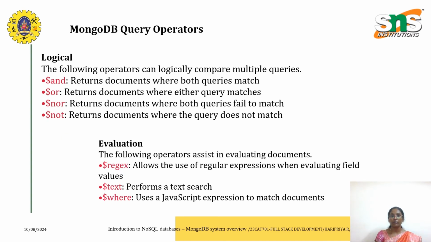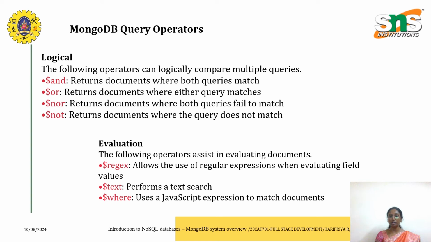So next, I'll give some logical and evaluation operators for your databases. In the logical ones we will work with and, or, nor, not. Four methods you have to work with on the logical side. One method returns documents where both queries are matched. Clear? If both queries are matched, I use the and method. Or means either this document or that document, either query matches. Nor means both queries fail to match.